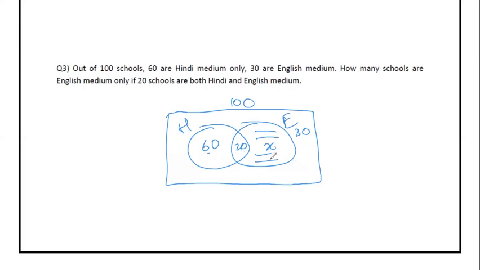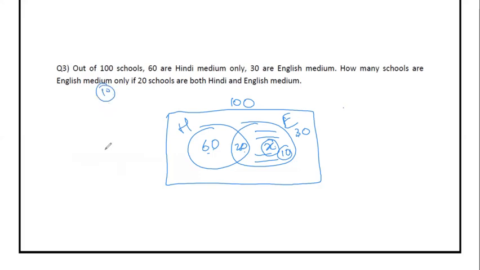So if 20 schools are both Hindi and English medium, how many schools are English medium only? So now I know that 60 plus 20, and X is not equal to 100. X out here, I think you can directly get using this 30. If 20 is inside, this is 30 outside, then this is 10. So I get X as 10. English medium only is 10.